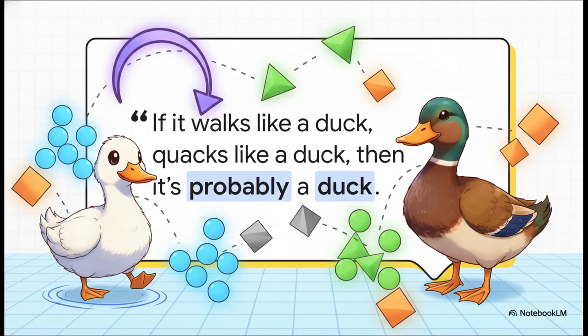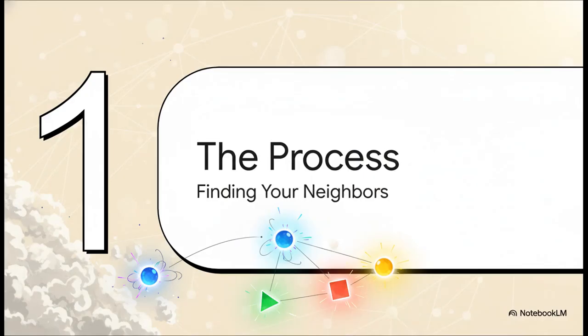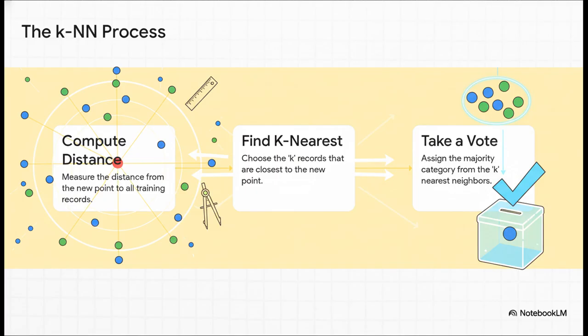The whole algorithm is really just built on this one core idea. You can figure out what something is just by looking at what it's closest to. So how does a machine actually apply the duck test? Let's follow the journey of a brand new, unclassified piece of data and see how it finds its neighbors and, ultimately, its identity. The process is incredibly straightforward.